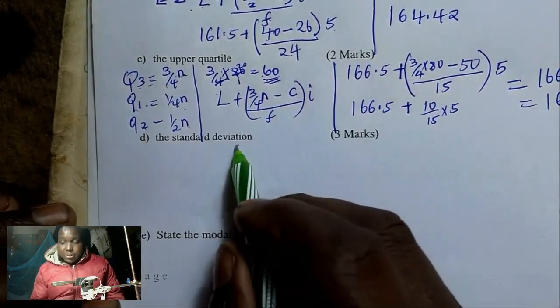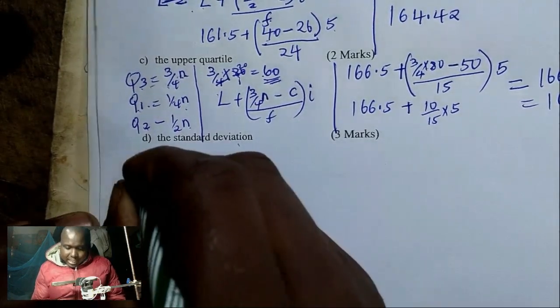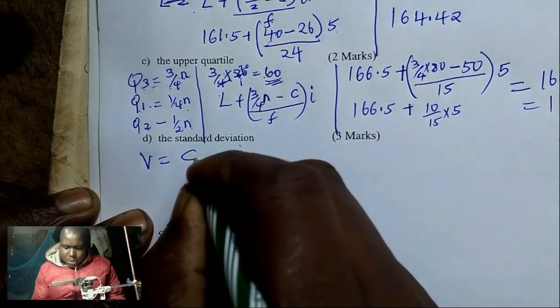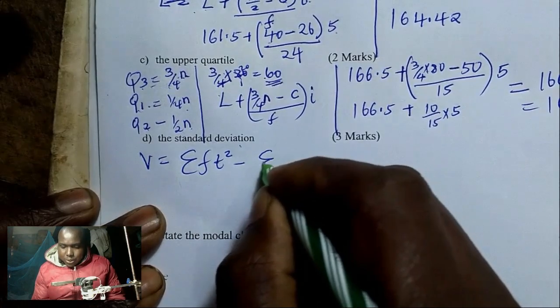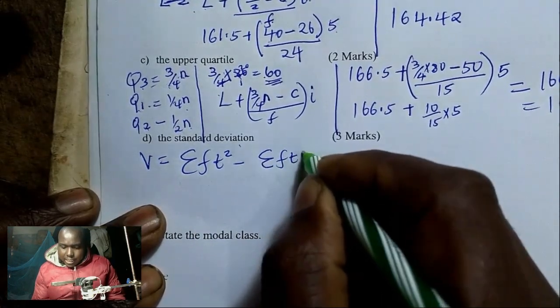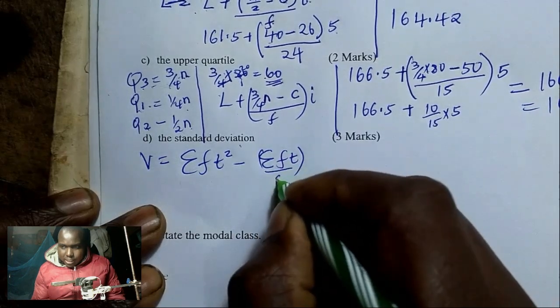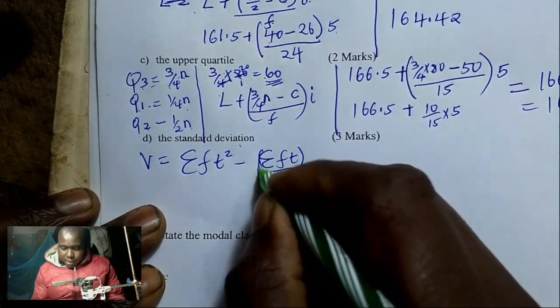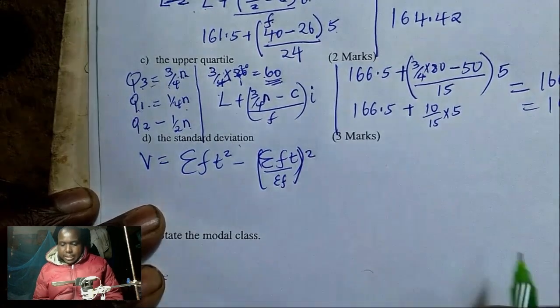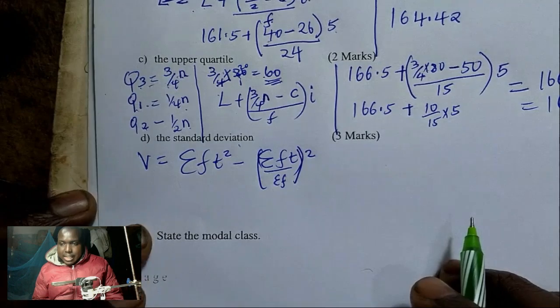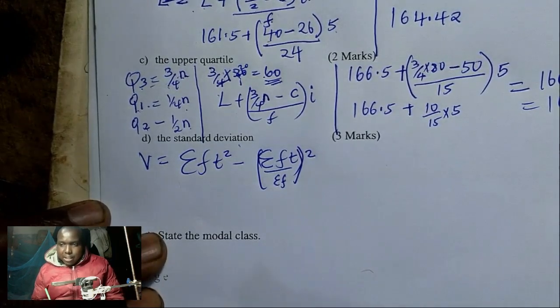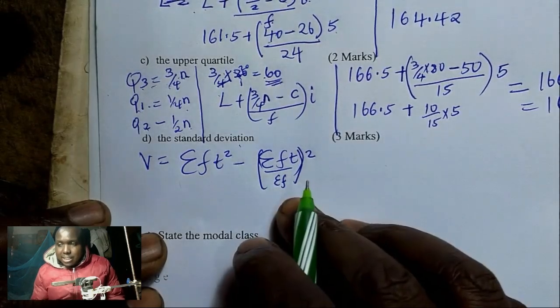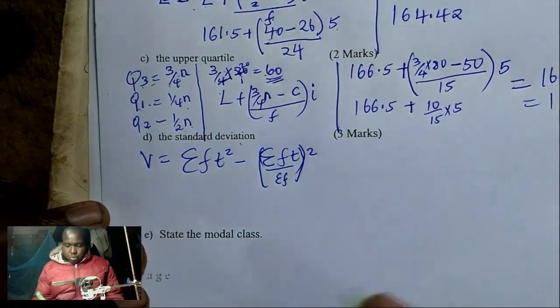To get the standard deviation, first we must get the variance. The variance is given by summation ft squared over summation f, minus summation ft over summation f, everything squared. That will give us the variance. But we know the standard deviation is the square root of the variance, so once we have the variance, we can get the standard deviation.